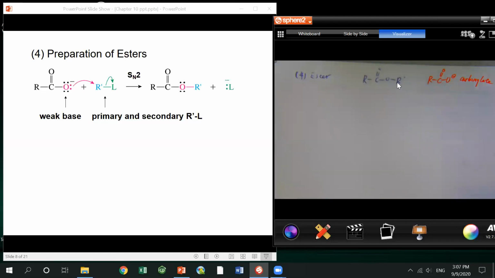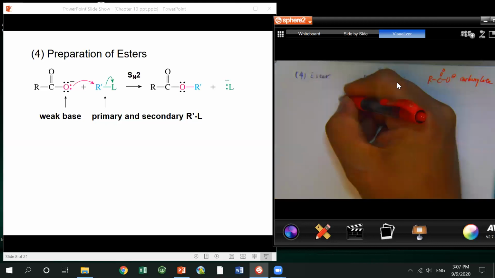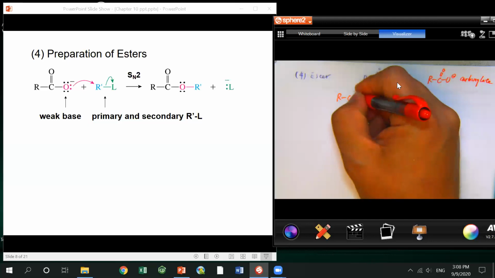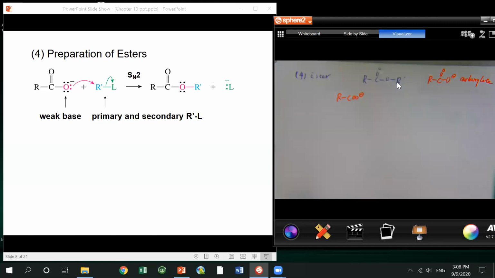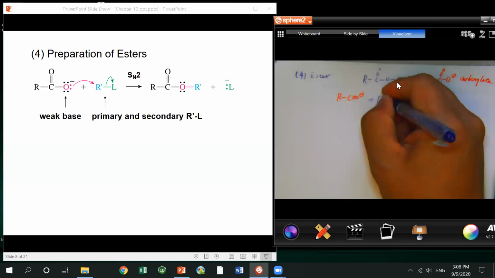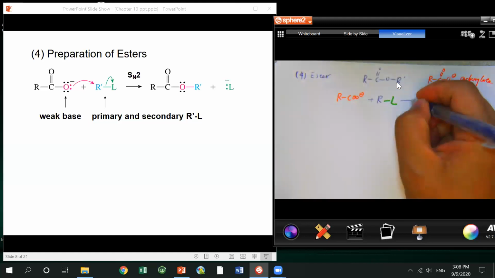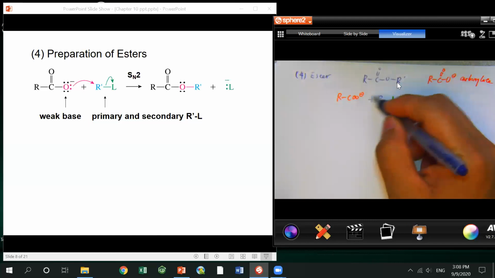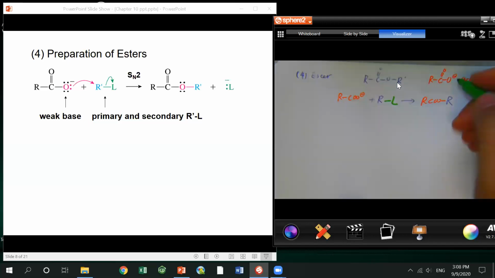Here I draw the general reaction for this reaction. You have the carboxylate nucleophile. The carboxylate you can also draw this way, and then it reacts with the substrate with the leaving group. After the reaction, the oxygen builds a bond with the R. That's something to keep in mind. And then you get the leaving group.